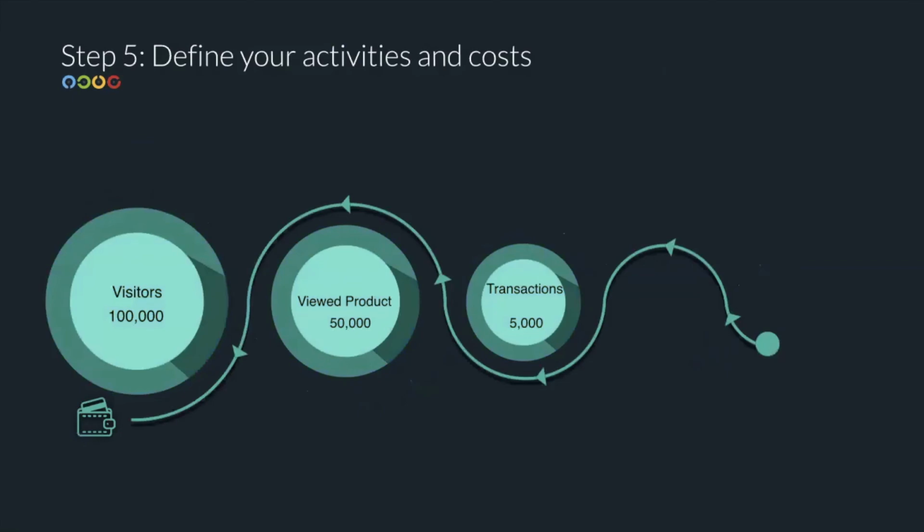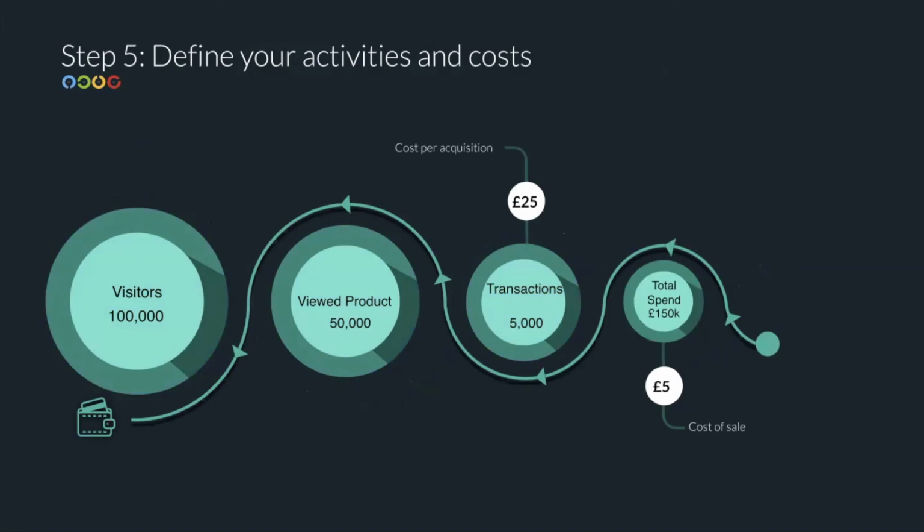Step 5. Okay, we're going to work back down the funnel this time. So we know we need to get 100,000 visitors. We need to get half of those, so 50,000 of them, viewing a product page and 10% of those transacting. We have a cost of sale of £5 and a cost per acquisition of £25. So for those 5,000 transactions, we have a total spend or total budget allocation of £150,000.